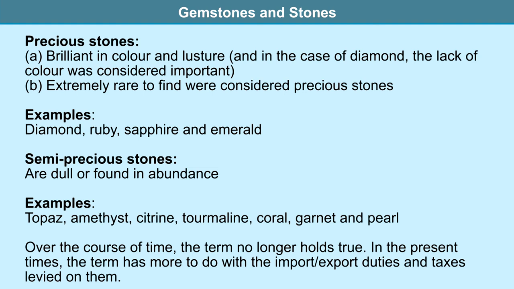The second point of consideration was that these were extremely rare to find and were considered to be in possession of mythical powers. Those stones that were dull and found in abundance during the early days came to be known as semi-precious stones. But over the course of time, the term no longer holds true. In the present times, the term has to do more with the import-export duties and the taxes that are levied on them. Some of the popular semi-precious stones are topaz, amethyst, citrine, tourmaline, coral, garnet, and pearl.